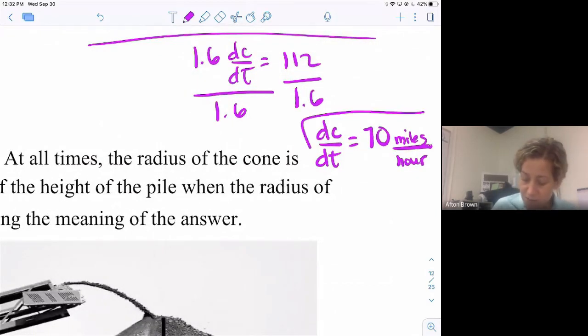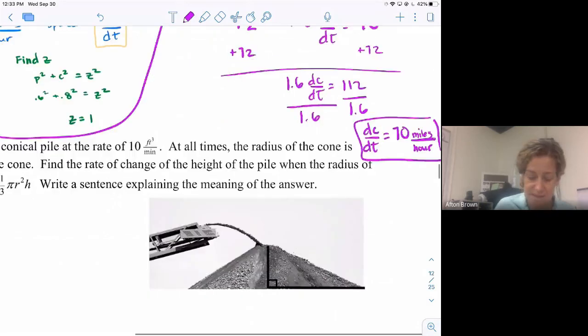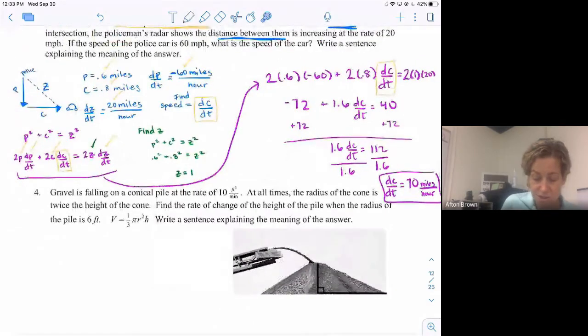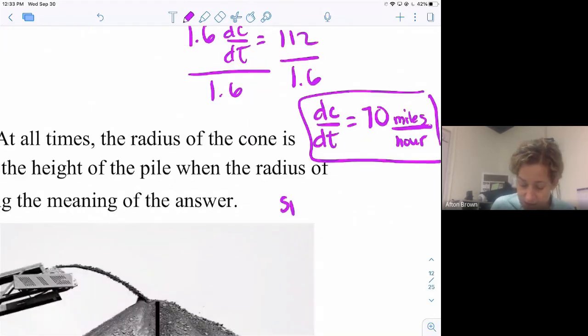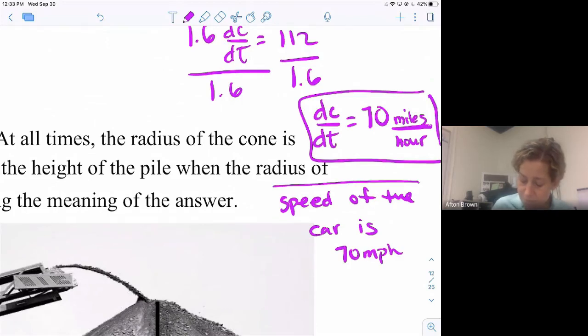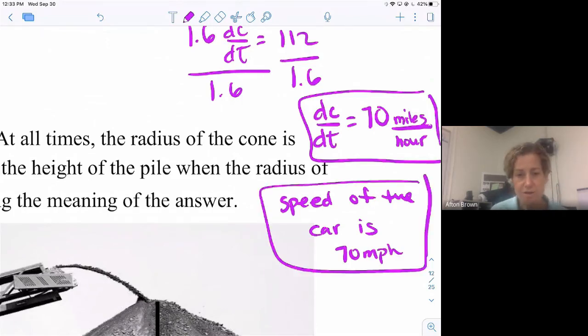I got a positive rate, which I would expect because C is driving away from the intersection. C is getting bigger, so it makes sense that my rate is positive. So in words, if I were to write a sentence in terms of what this is saying, it says, what is the speed of the car? So I would just answer by saying, the speed of the car is 70 miles per hour. That's how fast the car is traveling. And that's it.